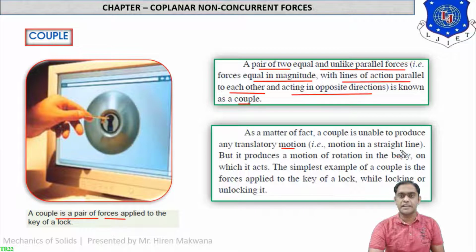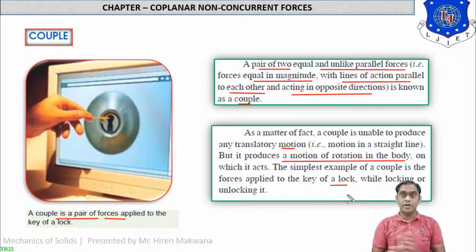Motion is a straight line, motion in a straight line, but it produces a rotation in the body on which it acts. The simplest example of a couple is the forces applied to the key of a lock while locking or unlocking it. Locking or unlocking means equal and opposite, anti-clockwise and clockwise movements are applicable. Those movements are known as couple.